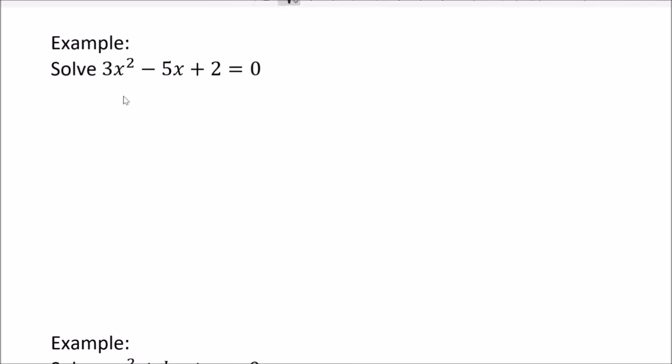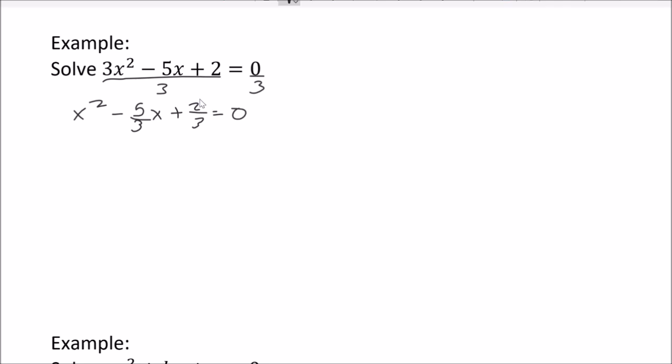So notice this one actually has a leading coefficient. So step 1, if you recall, is to divide out the leading coefficient. So we're actually going to do that in this one. So we get x squared minus 5/3 x plus 2/3 equals 0. Okay, and then from here, everything's the same. Yeah, I mean, there's fractions to deal with, but everything else works the same way.